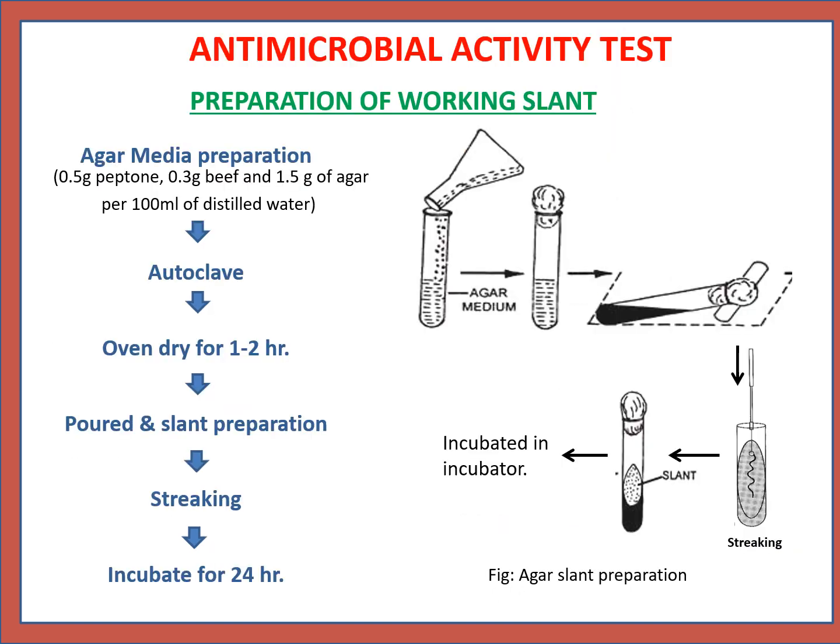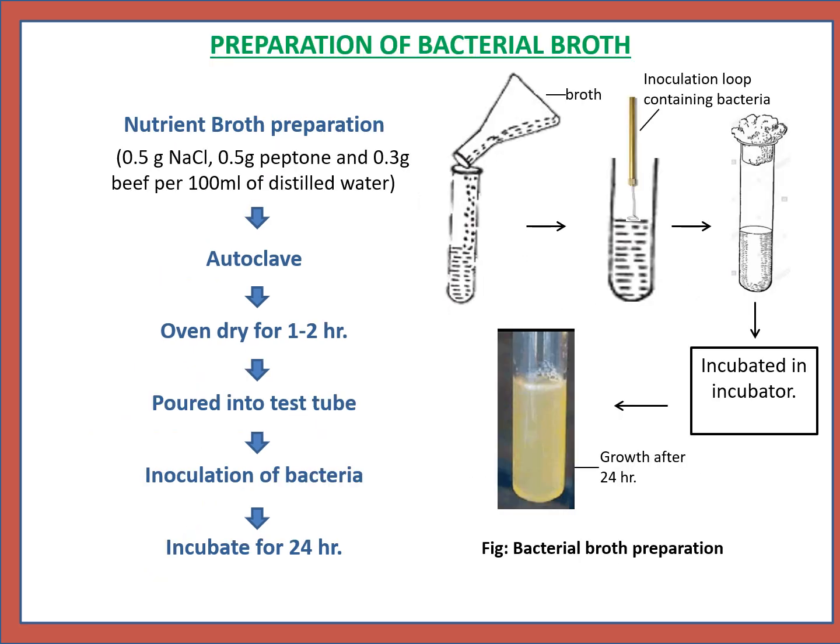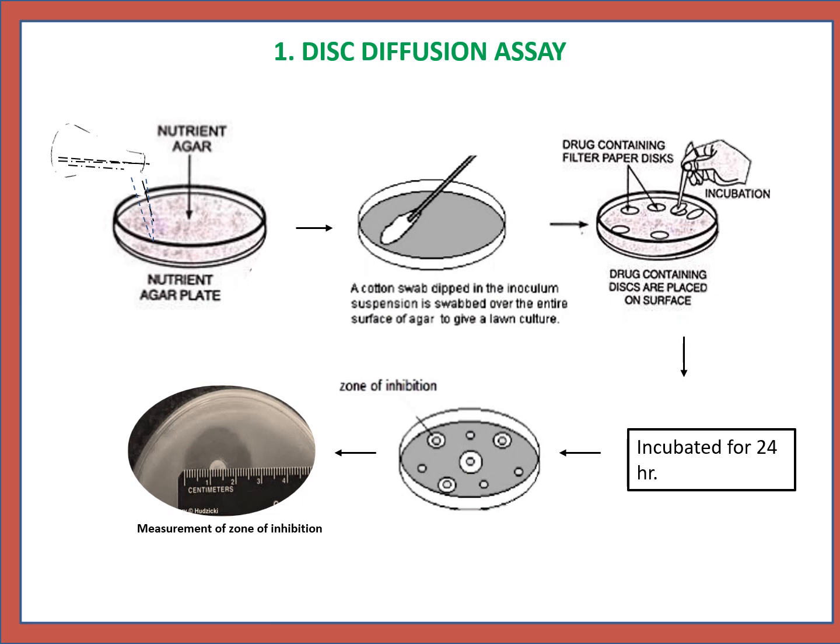Then we started the antimicrobial activity. For the antimicrobial activity, first is the preparation of working culture using the agar media. You can observe agar media, then autoclave, then oven dry for 1 to 2 hours, then pouring and slant preparation, then streaking, then incubate for 24 hours. Then preparation of bacterial broth: nutrient broth preparation, then autoclave, oven dry for 1 to 2 hours, then poured into test tubes, then inoculation of bacteria, then incubate for 24 hours. Now it is ready for the antimicrobial activity test.